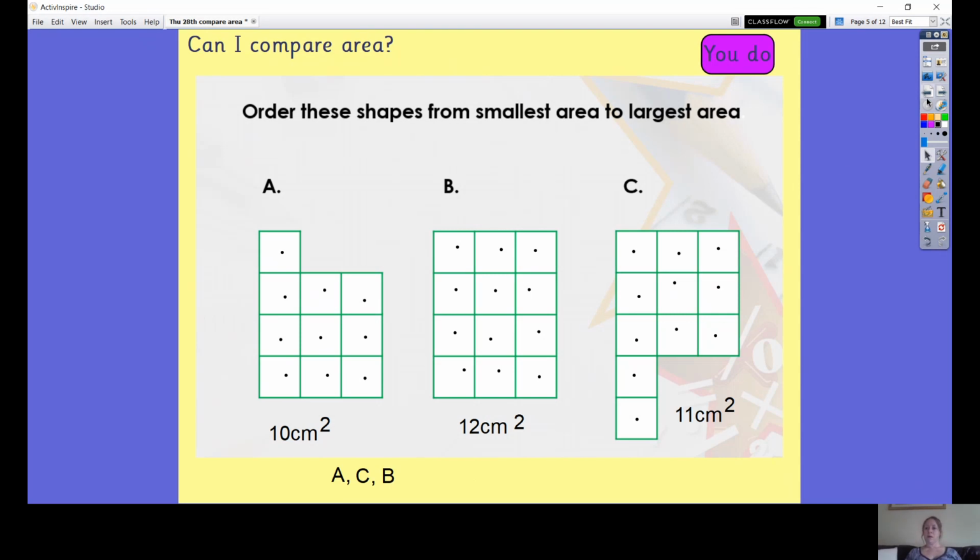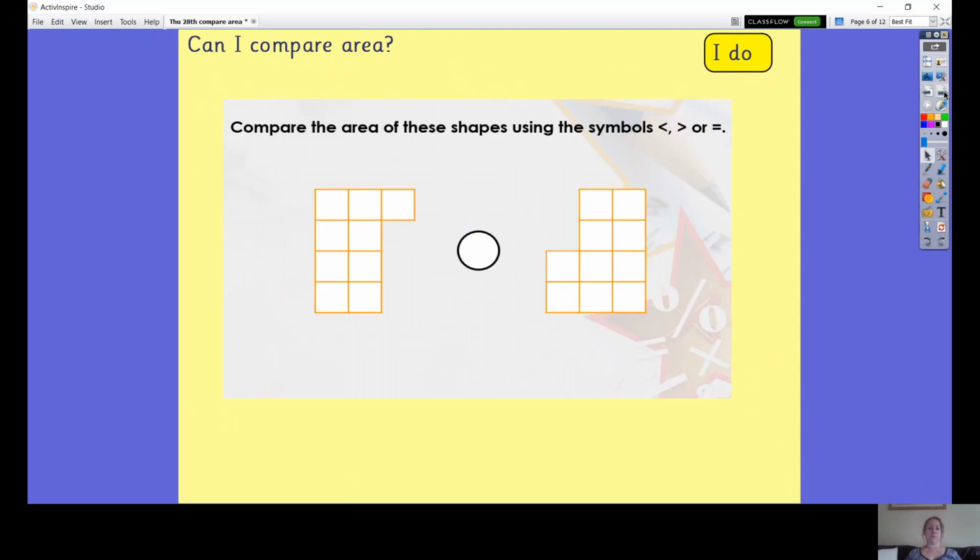Okay. Moving on. Compare the area of these shapes using the greater than, less than, or equals symbol. So once again, if you pause the video and see what you think, which symbol goes in there. You do probably need to write down what the area of each shape is, but the question isn't what is the area of each shape, it is which symbol do you need in there. Okay, so off you go.